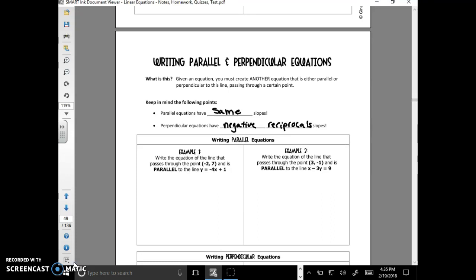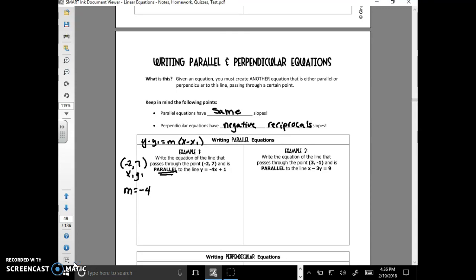Example 1 says write the equation of a line that passes through the point -2, 7 and is parallel to the line y equals -4x plus 1. So we're going to use point slope again, so don't forget this. y minus y1 equals m times x minus x1. The point -2, 7 falls on that line, so I'm going to say that's x1, y1. And we need to have the slope. Since it's parallel, it needs to have the same slope.